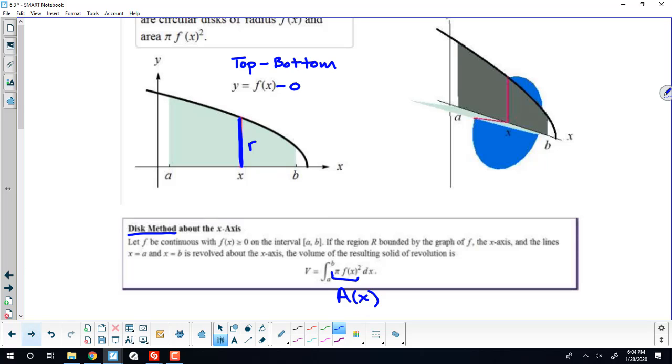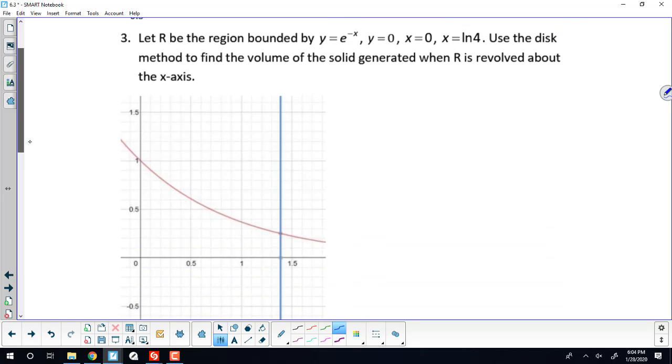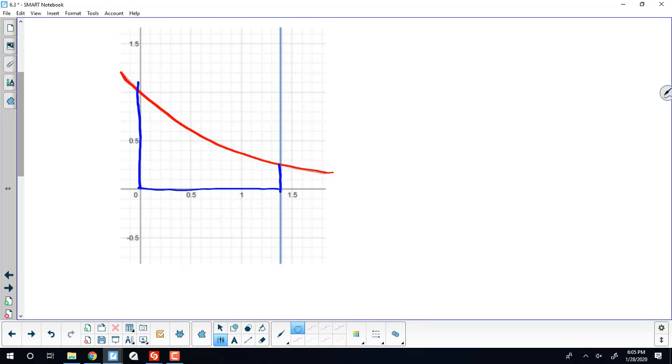All right then. So let R be the region bound by e to the negative x here in red, y equals 0, x equals 0, and x equals ln of 4. Remember, the region we're concerned with does share all of those boundaries as part of its sides, if you will. So we have this here, that's our ln of 4, x equals 0, y equals 0. So this is our region, capital R.